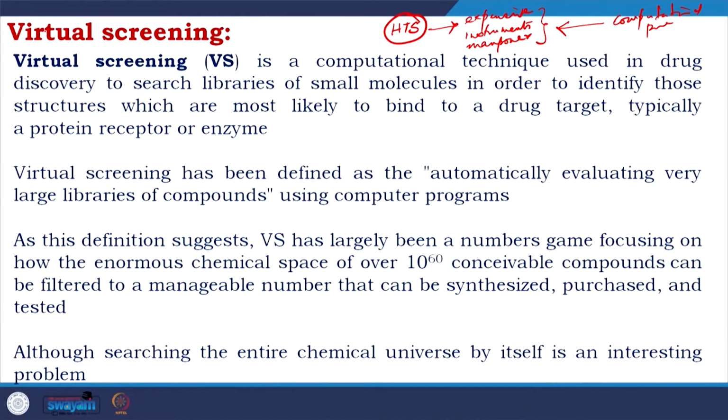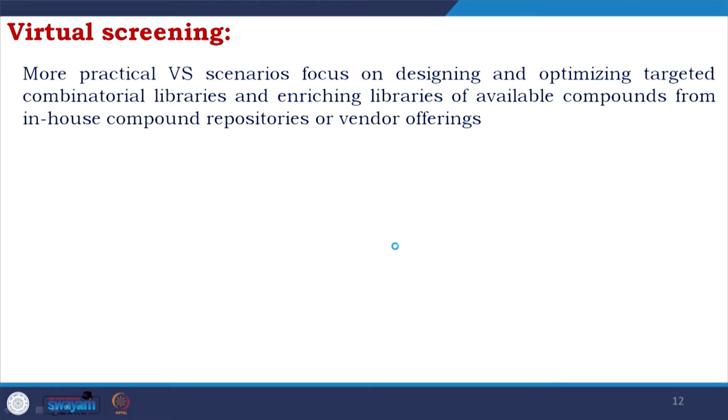Although searching the entire chemical universe is by itself an interesting problem, even achieving this computationally is a very interesting phenomenon. More practical virtual screening scenarios focus on designing and optimizing targeted combinatorial libraries and enriching libraries of available compounds from in-house compound repositories or vendor offerings. So, what does it talk about? You know a structure, you know the proteins, you know their charges.